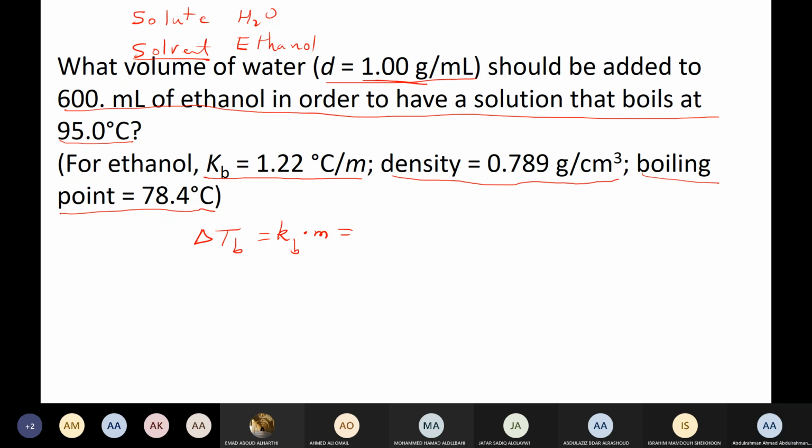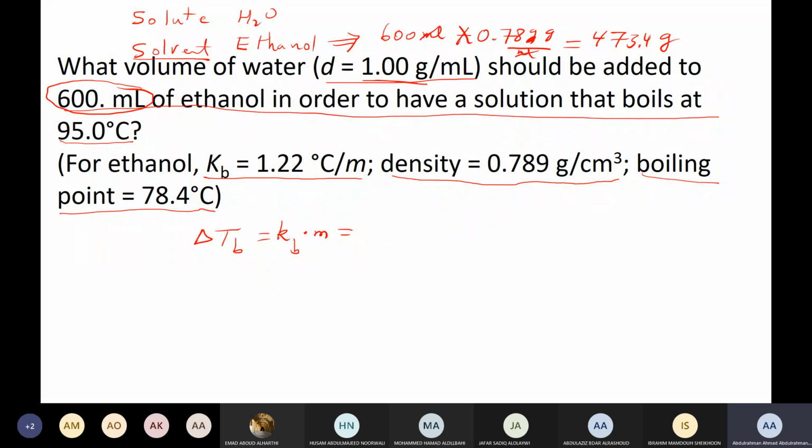Okay, good. I have 600 milliliter ethanol. Can I change this to grams or kilograms? How many grams is this? 600 milliliter, change it to gram. Multiply by 0.789 gram per milliliter. You have the answer in gram. What is the answer? 473.4 gram. Good. And of course, the Kb is available for us here.